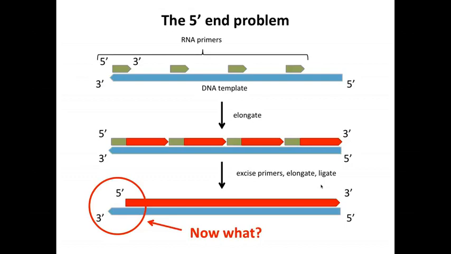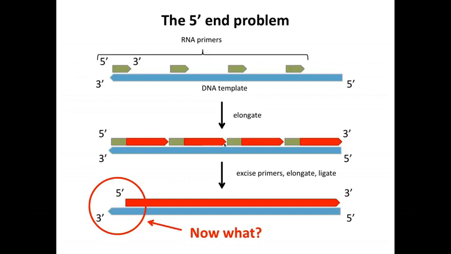Now, the use of RNA primers leaves us with a problem, and that is called the 5' end problem. So let's illustrate that here. Here we have a DNA template, and the first thing that's being done in this illustration is we're synthesizing, the DNA polymerase is synthesizing short RNA primers on that template. And they're synthesized in a 5' to 3' direction. They then serve as primers for DNA synthesis, which subsequently occurs. That's the red molecule here.